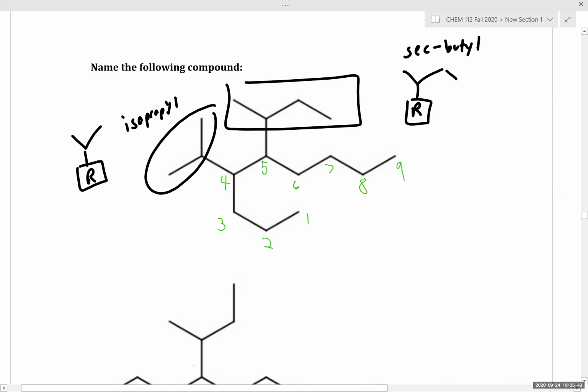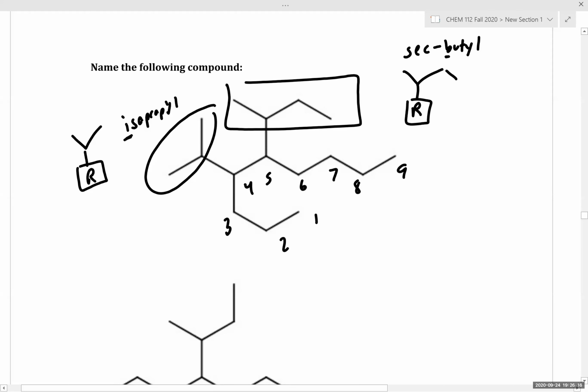Yes, but remember, which prefix is counted in alphabetical order? Iso, right? Iso, yep. And then sec is not. Sec is not. So butyl goes first, followed by isopropyl. Exactly right. Perfect. So with contributions from the class, we're actually ready to discuss this now.